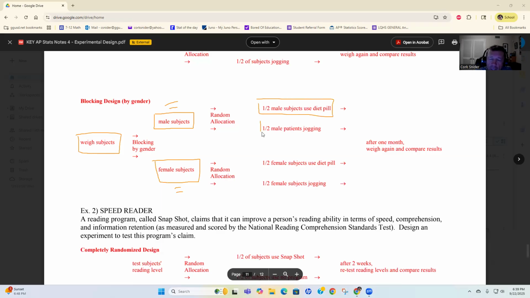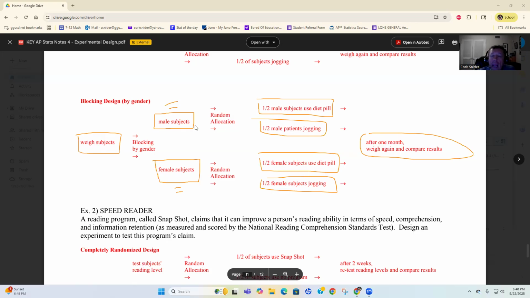Half get the diet pill, half of them jog, half get the diet pill, half of them jog, just like that. Then kind of put little directions out. Now, one question in addition they could ask is, should this or could this experiment be double blind? When you hear the double blind question, you need to talk about subjects and evaluators.